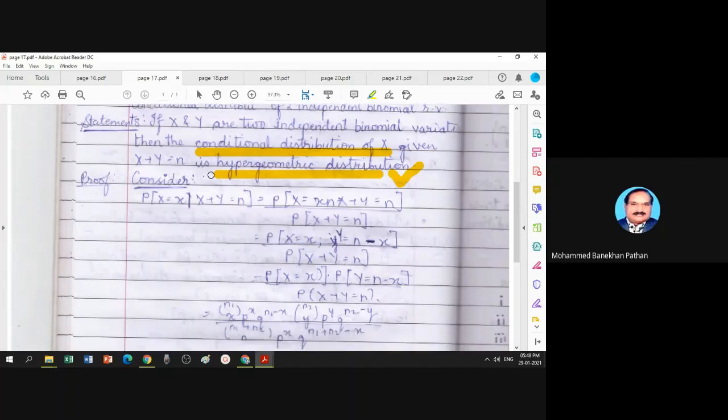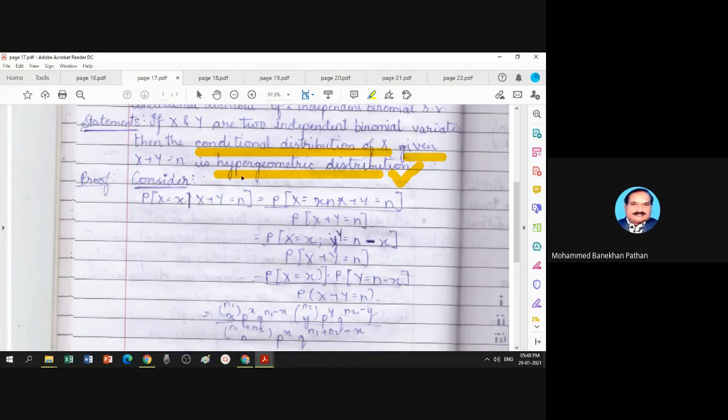So what do we want to prove? Probability of X given, that means this vertical line, probability of binomial given addition of binomial follows hypergeometric.